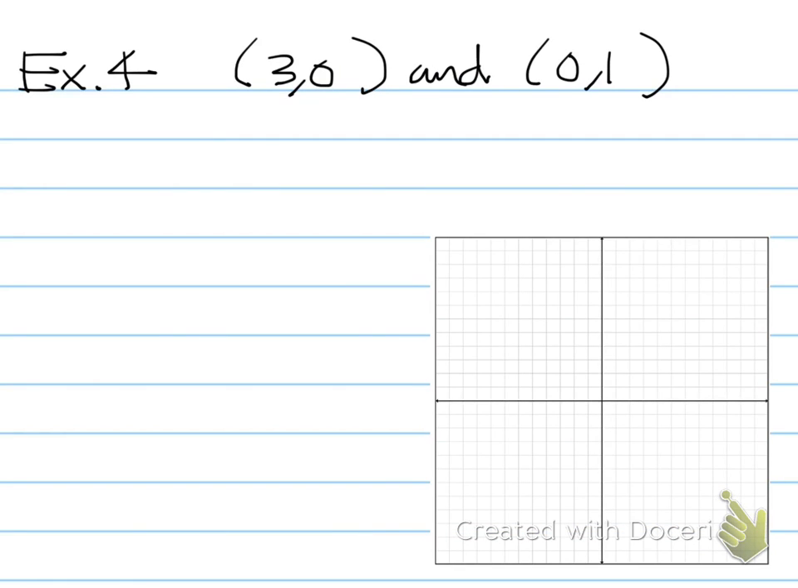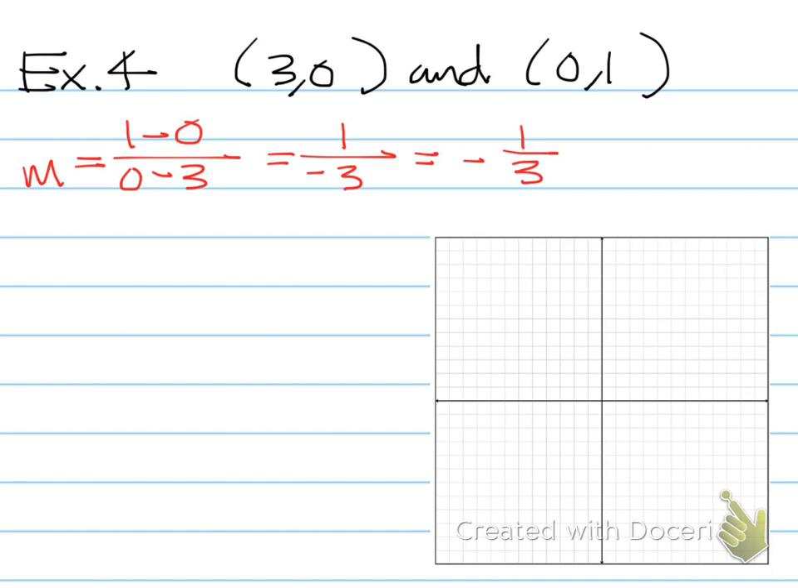Now we're given 2 coordinates, so we have a step that we need to follow before we follow the previous steps, and that is to find the slope of the line. Given those 2 coordinates, we're going to do y2 minus y1 over x2 minus x1. We get a slope of 1 over -3, or -1/3.